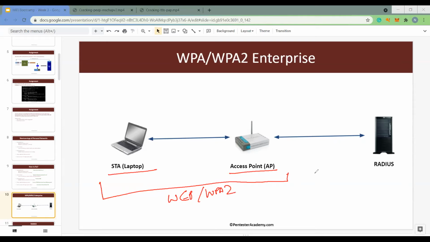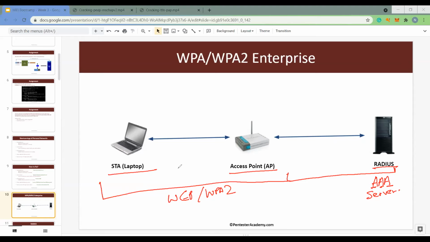In the enterprise part, we are actually adding this new component here, which will be known as Radius or AAA server. AAA stands for authentication, authorization, accounting.